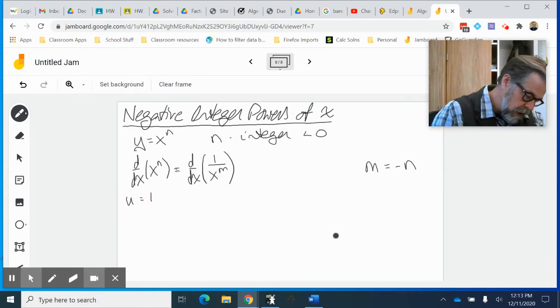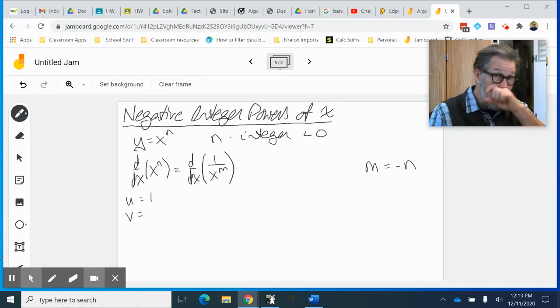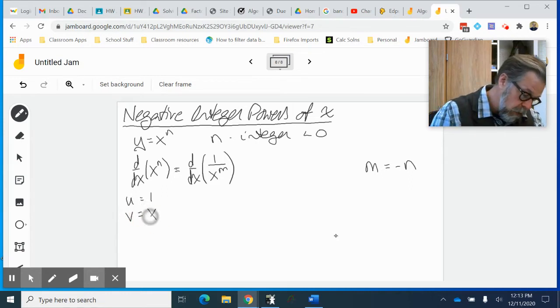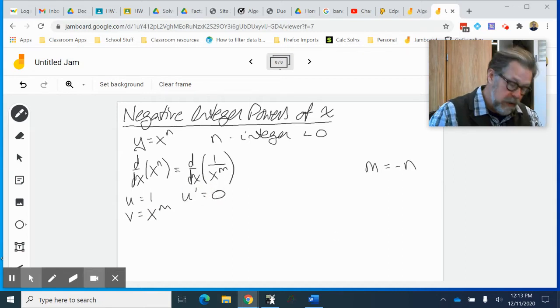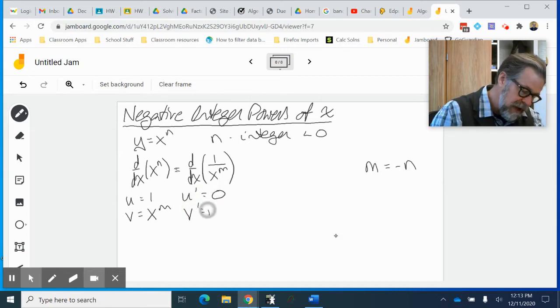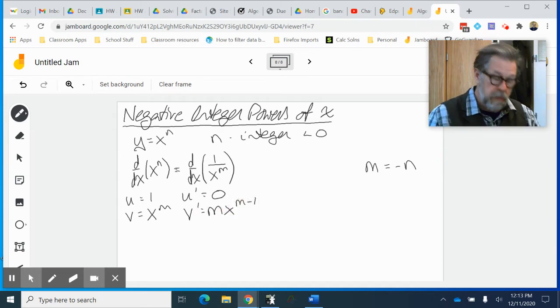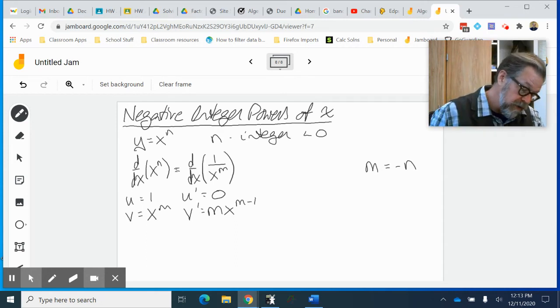u is equal to 1. Remember I said it's very important you write out u and v every time, or you are going to confuse yourself. The derivative of u is 0 because 1 is a constant. The derivative of v is m times x to the m minus 1 because of the power rule, because m is a positive integer value.